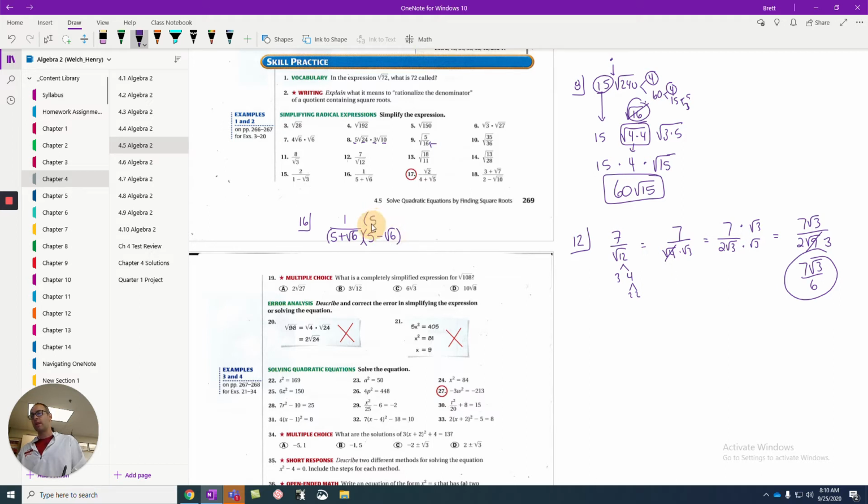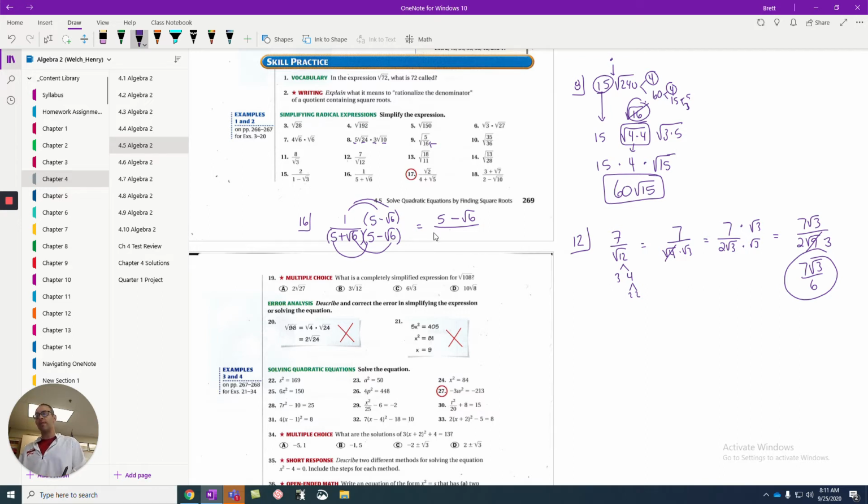And if I use that on top and bottom, the top's always pretty easy. It's a straight distribution. In this case, we actually just get 5 minus root 6. On the bottom, because it's a conjugate, I only have to multiply the F and the L of FOIL. The other two terms, the O and the I, would cancel each other out.